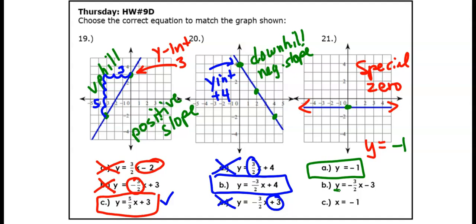You cannot have a sentence with a y and an x unless it is a diagonal line. And this is not a diagonal graph. Number C is wrong because number C is stating that it's an x-only statement, which means that it would have an undefined slope, or a vertical line. And that concludes homework number 9.